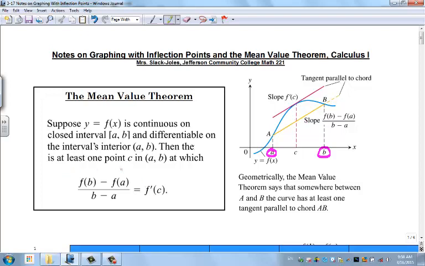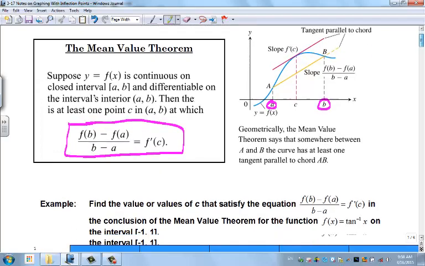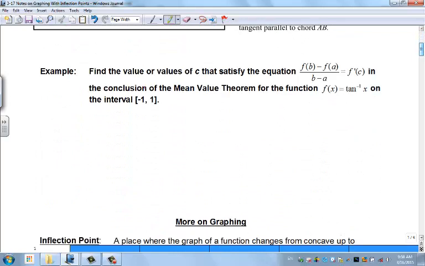Now, algebraically, it looks like this, and you just set up a formula, and you basically normally have to find that c. All right, so I'm going to do an example with you. Find the value or values of c that satisfy the equation, the mean value theorem, f of b minus f of a over b minus a equals f prime of c, for the function f of x equals tan inverse of x on the interval from negative 1 to 1.